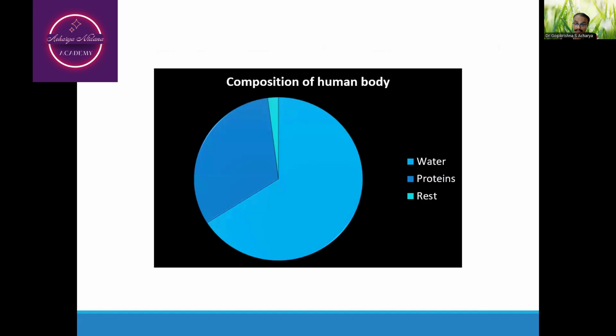This is what we can say is the pie chart of the human body. This is the water portion, nearly 2/3, and this can be considered as the protein portion. Again, 3/4 of 1/3 is proteins, and the rest, nearly 8 to 9%, is considered to be the other portions such as minerals, vitamins, carbohydrates, etc.